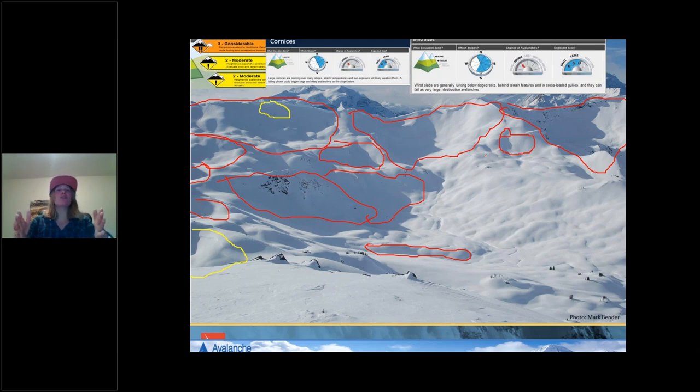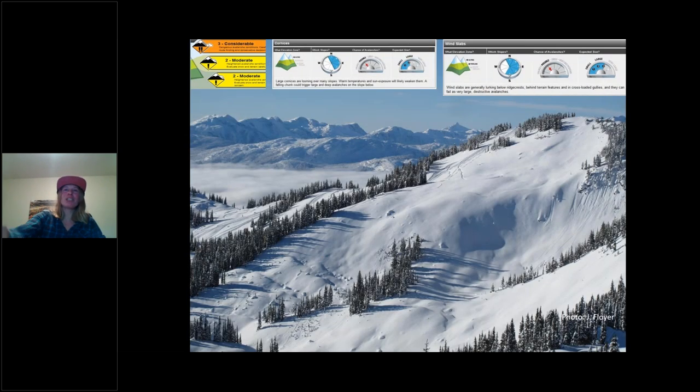But what you can't see in this photo is everything that's facing the other direction, which might be all of your west through south facing stuff. There's no cornices, maybe no wind slabs. I would probably try and find a different zone with these conditions to work through. So same problem, different slope.